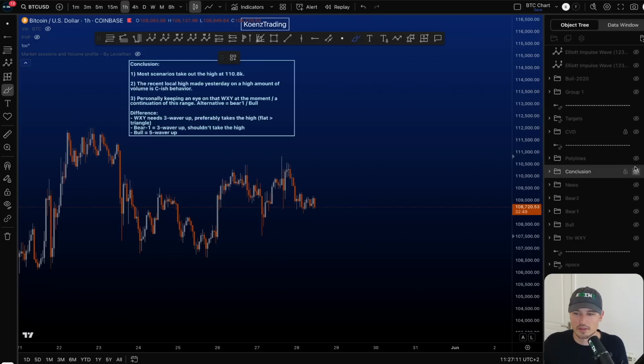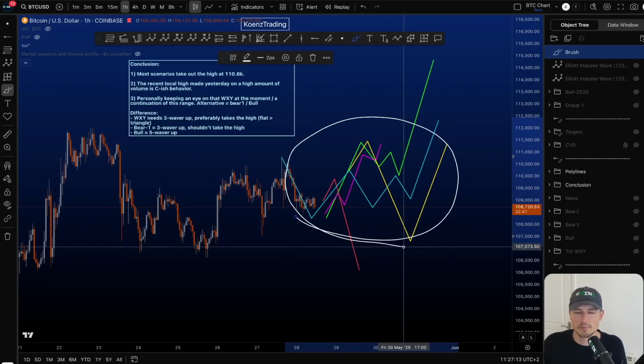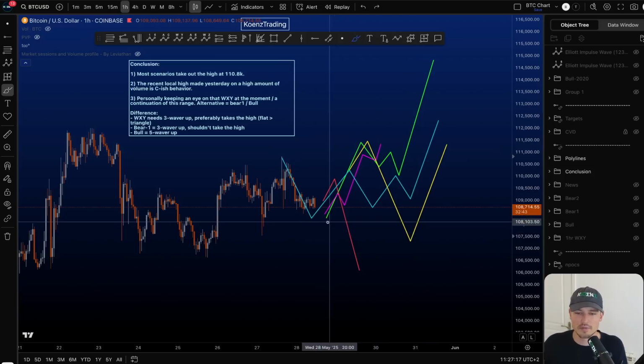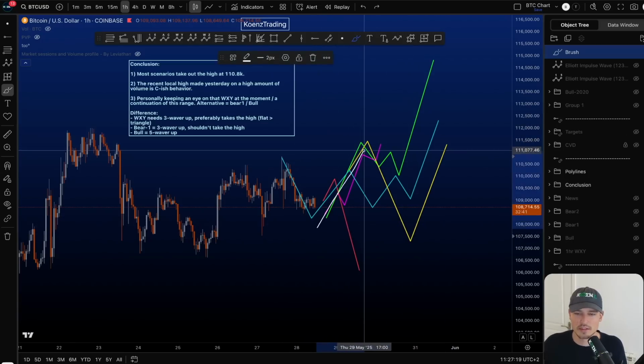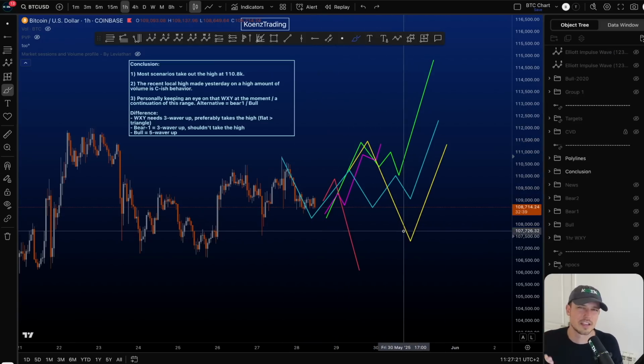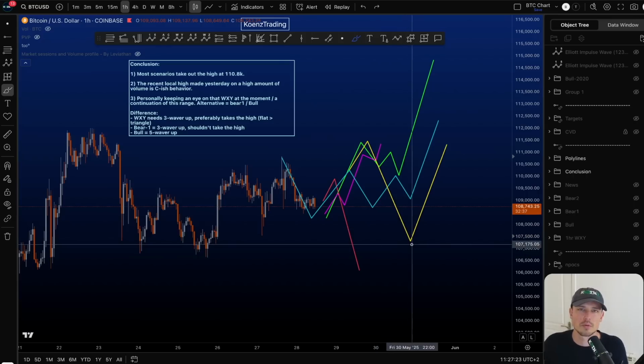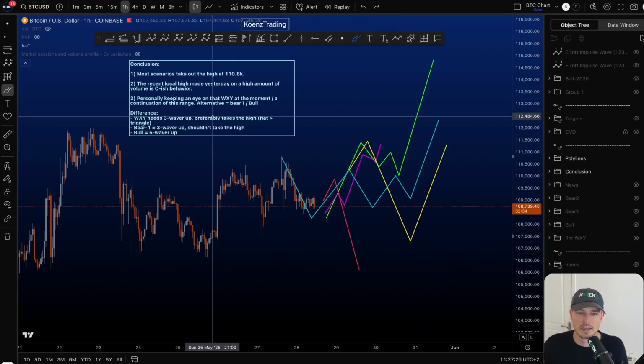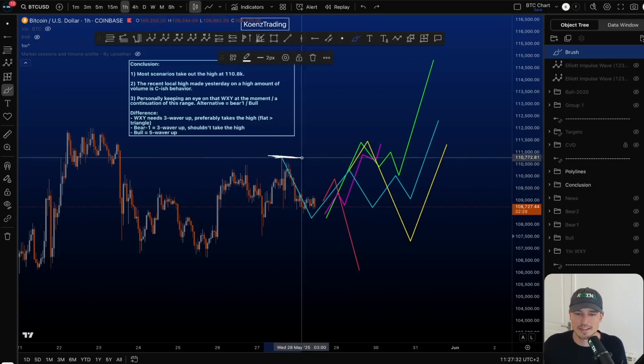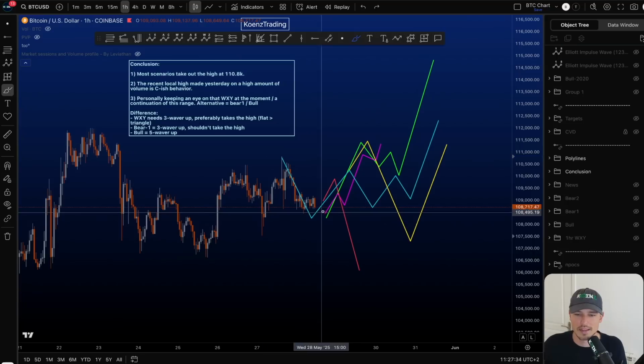And if we then look at the conclusion and the polylines, where the polylines basically show you a summary of the expected price action. And if you then look at the expected price action and the direction of the polylines, you generally get a bit of an idea of what the highest probability directional bias is. So based on the polylines here as well, you can see that most of the polylines look for price to move towards the upside and take out the high at 110.8K.